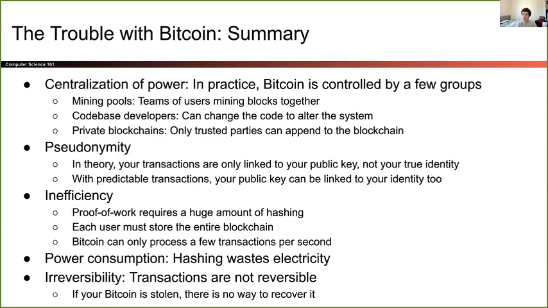There are a lot of issues with Bitcoin. It's more centralized than we would like it to be because we have mining pools that have a lot of power over the cryptocurrency. For pseudonymity, you can link your transactions to who you are if you're at all predictable. So it's not great for anonymity. It's really inefficient. It spends a ton of money just hashing things in order to maintain the consensus. And you need to store the entire blockchain, which at this point is hundreds of gigabytes. And it's irreversible. So if you lose your Bitcoin, you will never get your Bitcoin back.